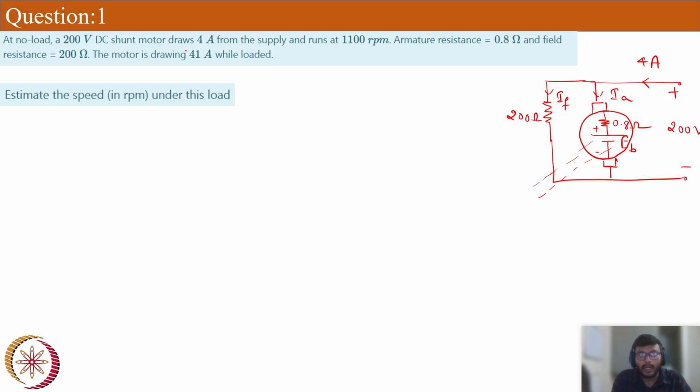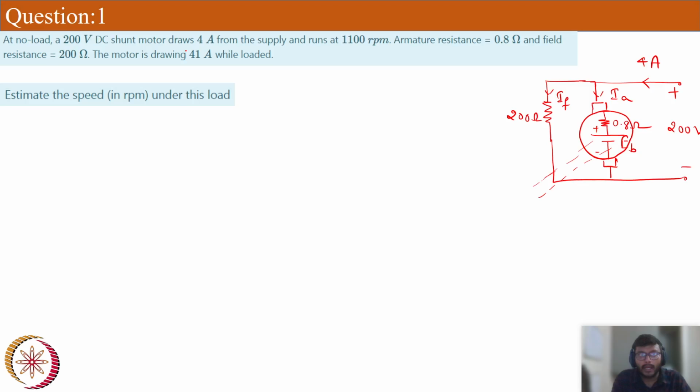Okay, so we have got both armature currents in both cases, loaded and no load. Now I will proceed with the calculation of EB1 and EB2. EB1 is V minus IA1 RA. My armature resistance won't change, it is also constant. EB2 is equal to V minus IA2 RA.